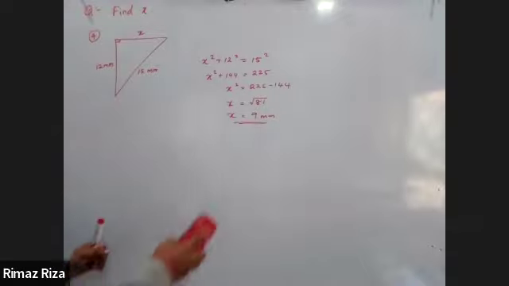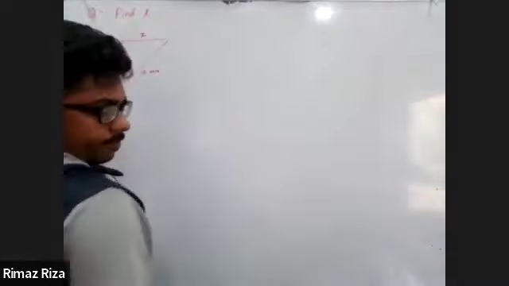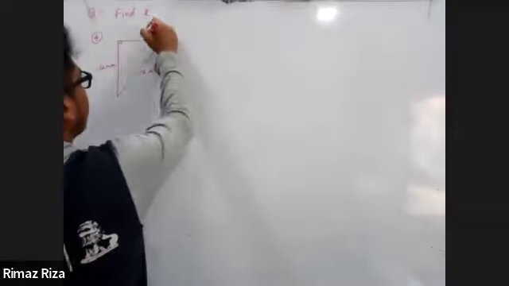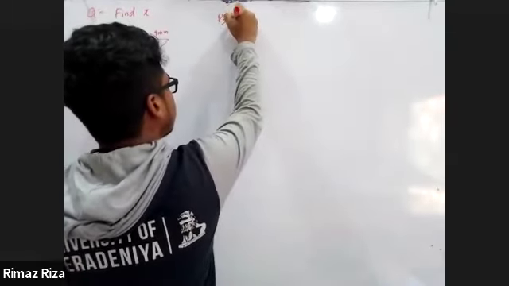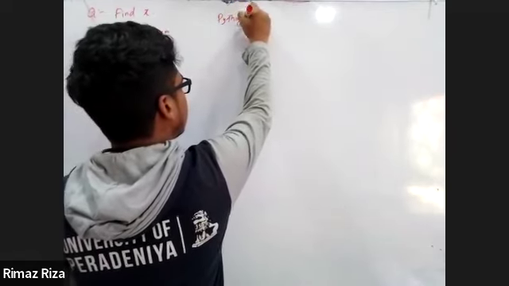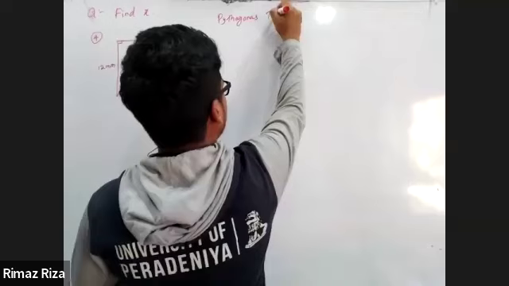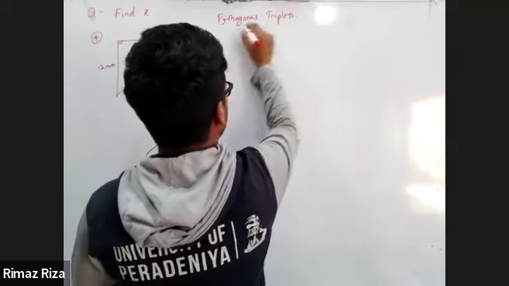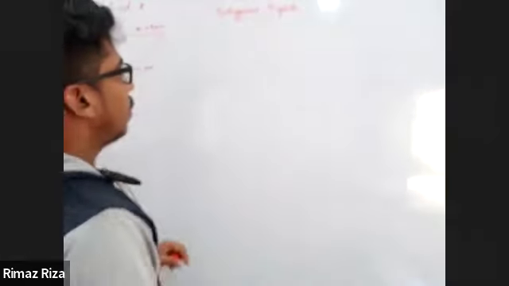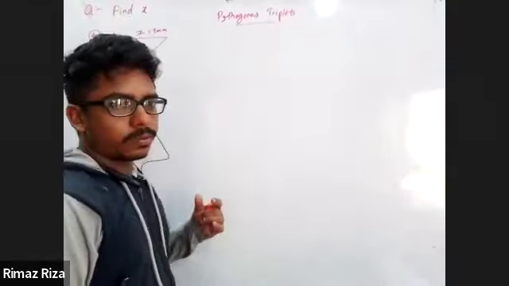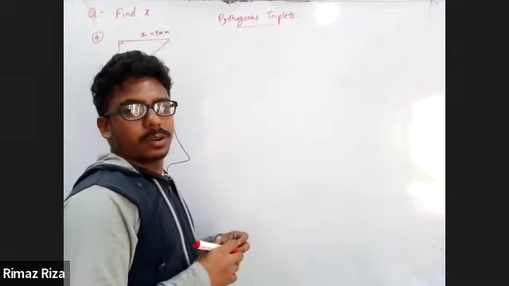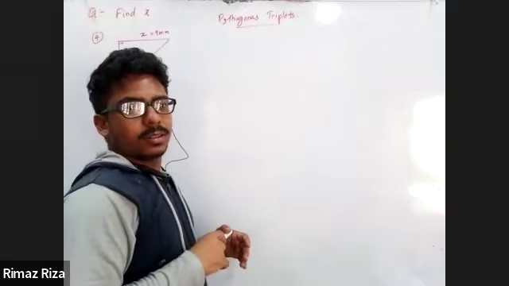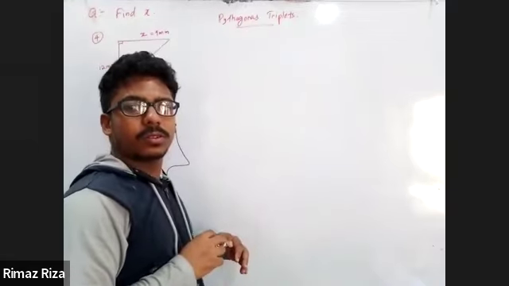Okay, and then write the subtopic: Pythagoras triplets. Write down subtopic Pythagoras triplets. Now, for example, we know 3 squared plus 4 squared is equal to what? When I'm talking, don't write. Listen, listen. 3 squared plus 4 squared is equal to?